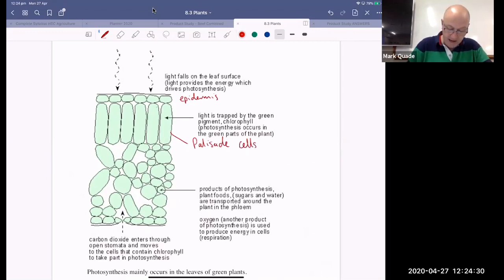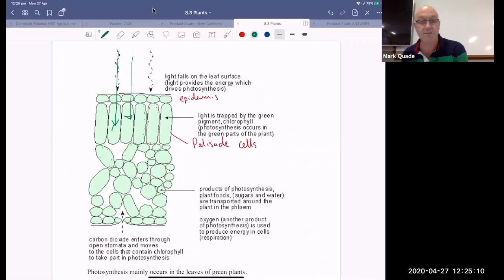Now, around the outside of these cells, I should be doing this in green, we have chloroplasts. Now, these chloroplasts have a green substance called chlorophyll, and that's where photosynthesis occurs. Okay. Now, these cells are standing upright like that to allow as much light in as possible. Okay. Now, there are still some chloroplasts in these other cells, but not as many. Okay. They're mainly in the palisade cells.